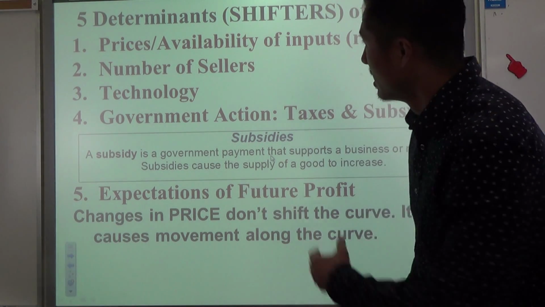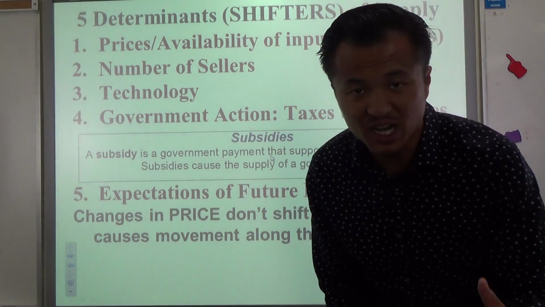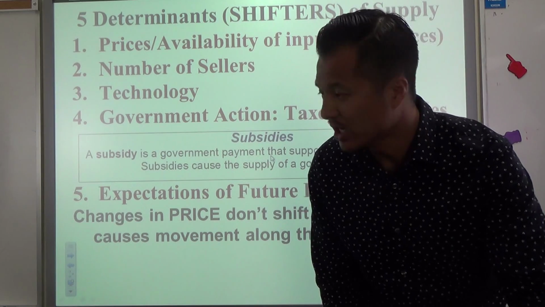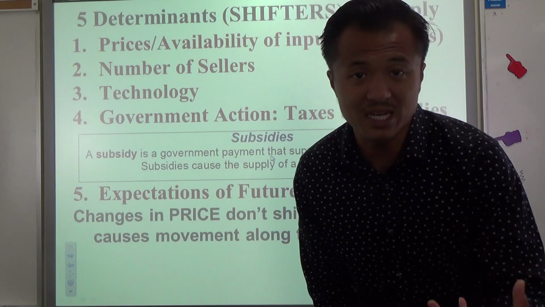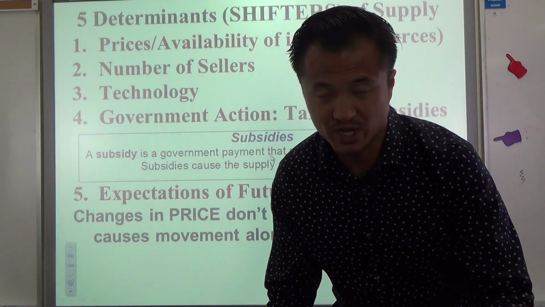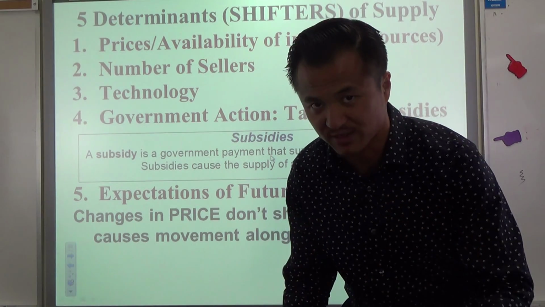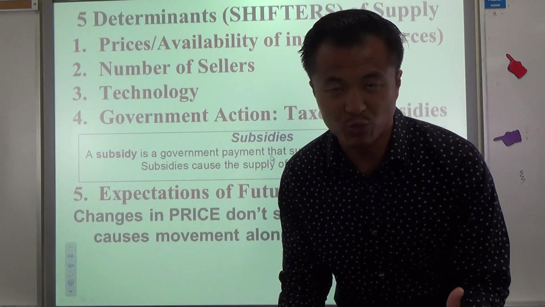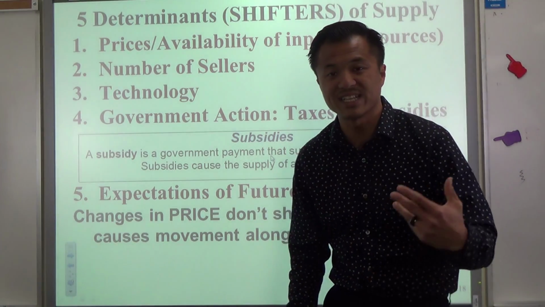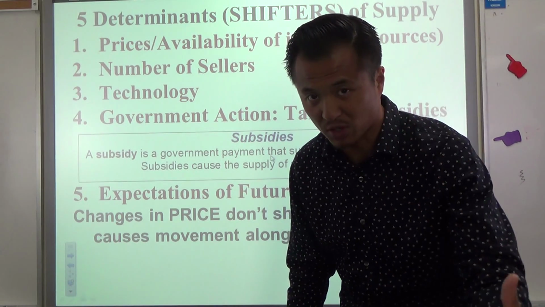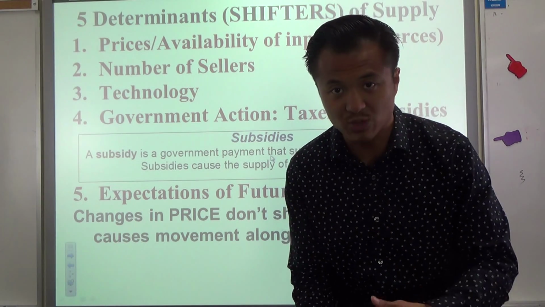So let's go through each one. Prices and availability of inputs. What that means is the price of the ingredients of making an item, okay? So for instance, if I'm making hamburgers, and meat is more expensive, beef in general. So let's say the hamburger patty, which is made from beef. If beef becomes more expensive, then what am I going to do with the supply of hamburgers? Well, I'm going to decrease it. Why? Because it's more expensive for me to make the hamburgers. So therefore, supply is going to go down. It's going to shift to the left. Okay? Decrease and it's going to shift to the left.